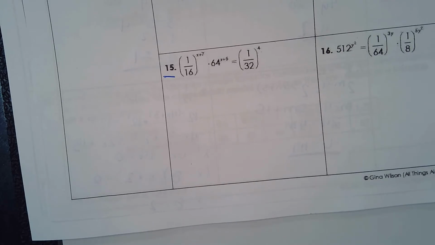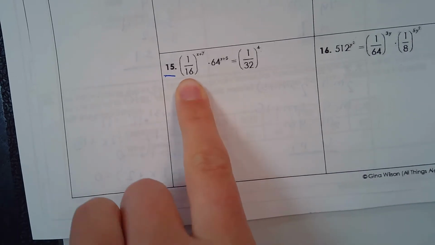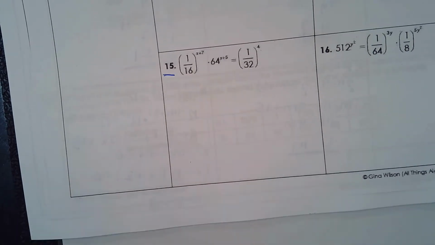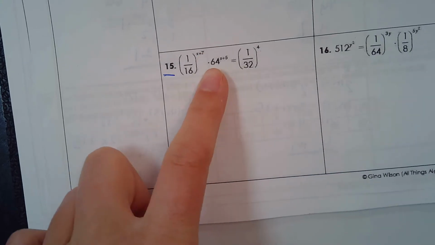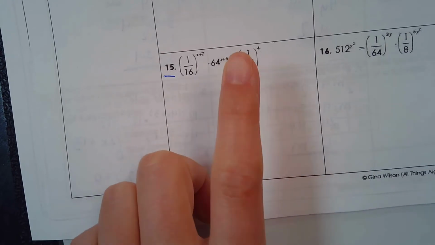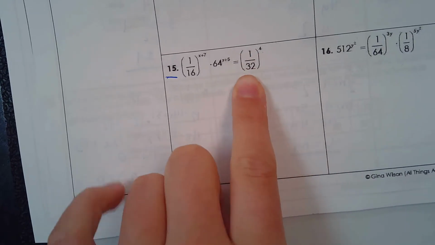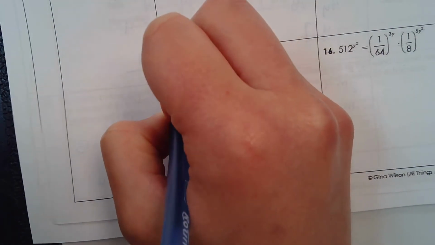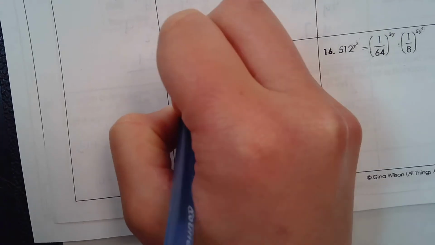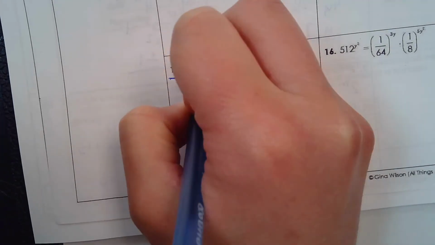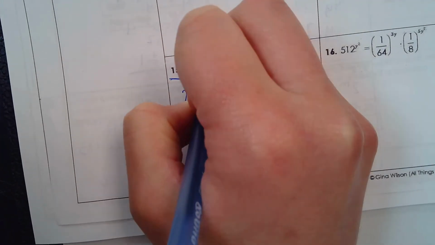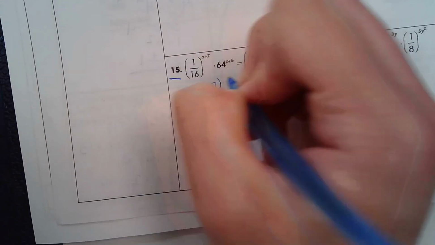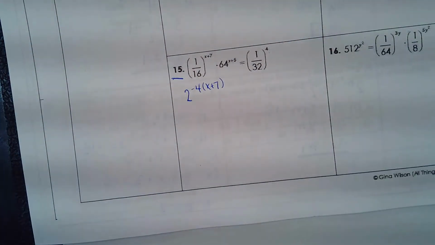So 2 to what power would give us 16? To the 4th, so that will work there. 2 to the 6th would give us 64, and then 2 to the 5th would give you 32. 2 to the negative 4, x plus 7. And then we said that 64 was 2 to the 6th.